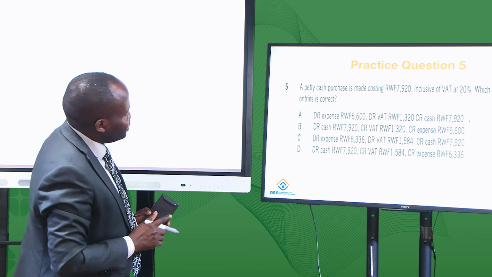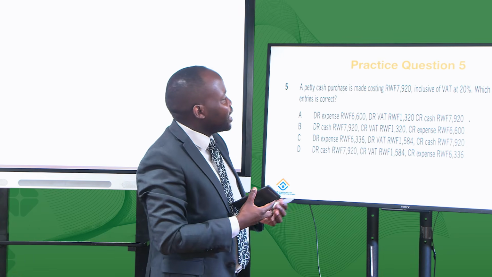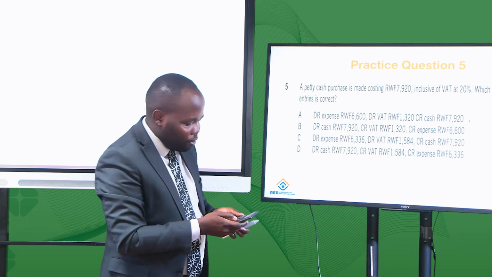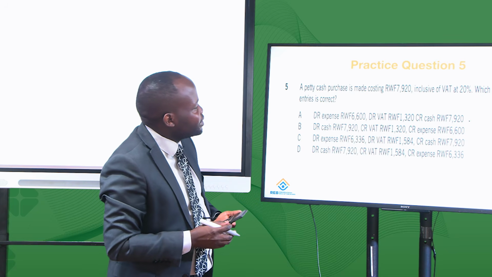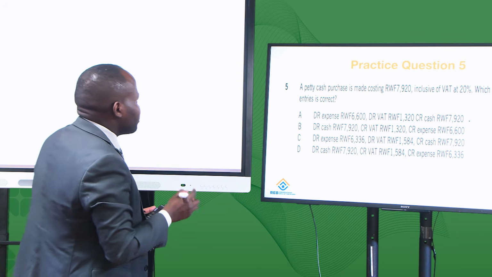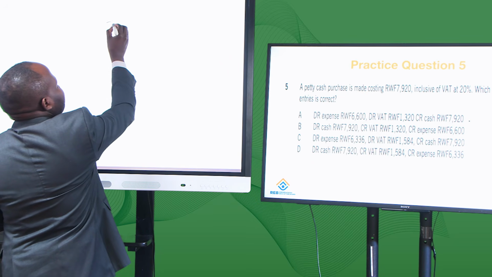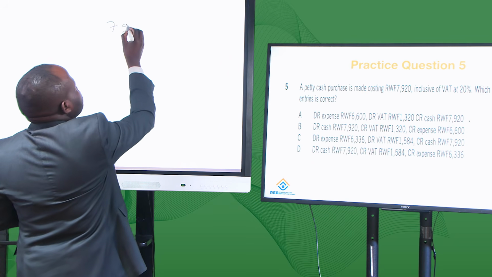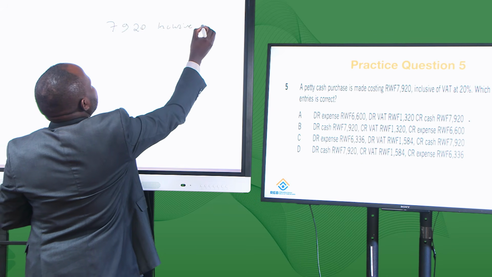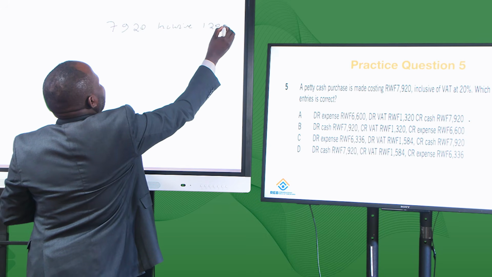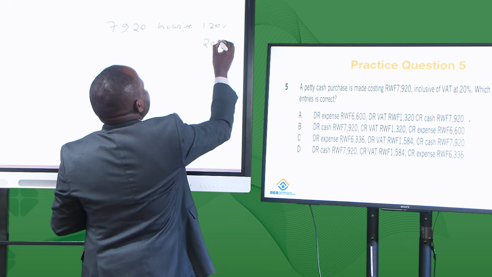A petty cash purchase is made costing 79.20, inclusive of VAT of 20%. Which of the following entries is correct? Now, inclusive of VAT, so 79.20 is inclusive. So 79.20 adds up to 120%, or just 120. And the VAT is 20%.